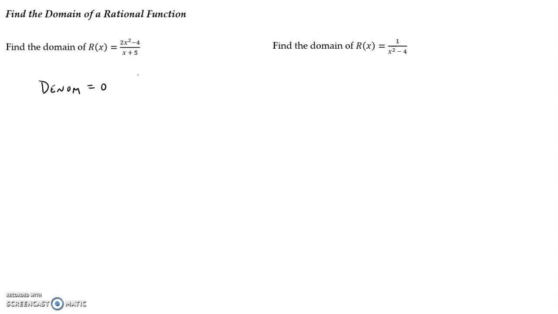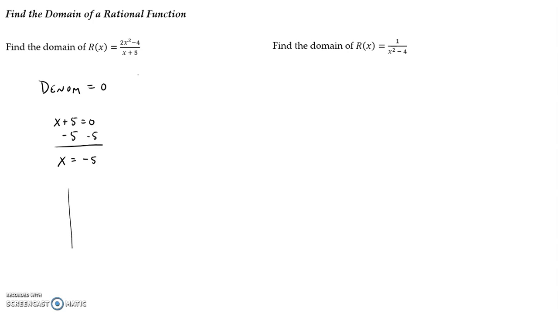So in this function we've got 2x squared minus 4 on top and x plus 5 on the bottom. So let's go ahead and set the x plus 5 equal to 0. And we're going to go ahead and subtract the 5 from both sides. And this will give us an x value of negative 5. Now keep in mind, this is the one number that we're not allowed to use.